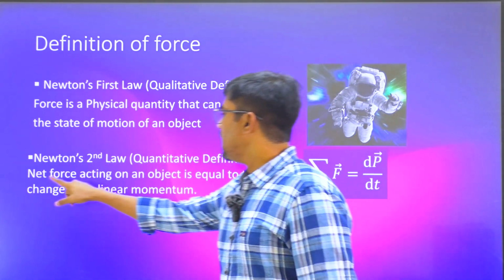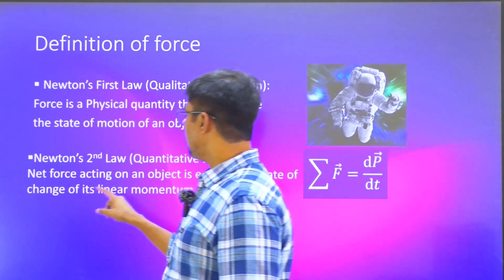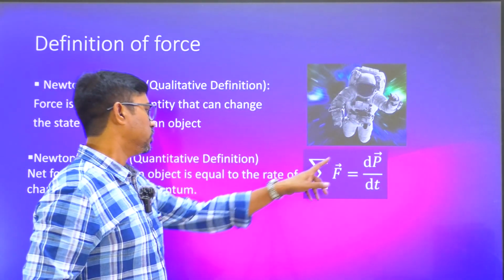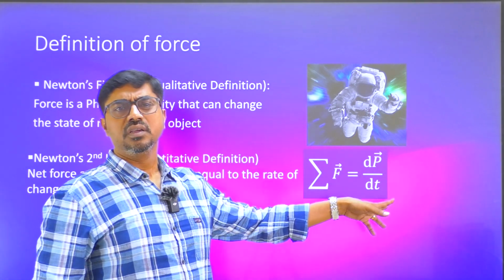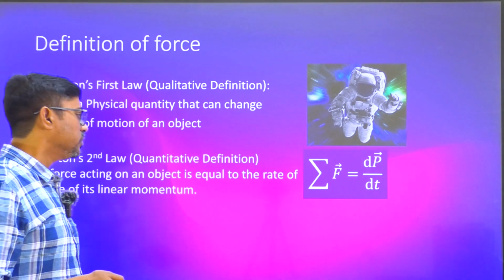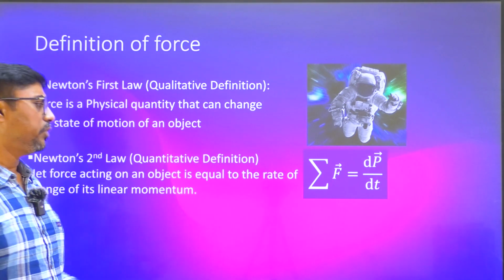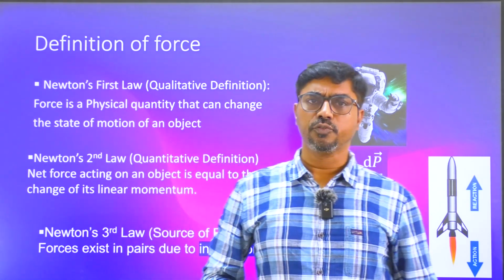But now when we go to the quantitative definition of force, that is given by Newton's second law: the net force acting on an object is equal to the rate of change of its linear momentum. The net force, sigma meaning the summation of all the forces acting, is equal to dp/dt, meaning the rate of change of linear momentum, where p is linear momentum. So this is the quantitative definition we have here.